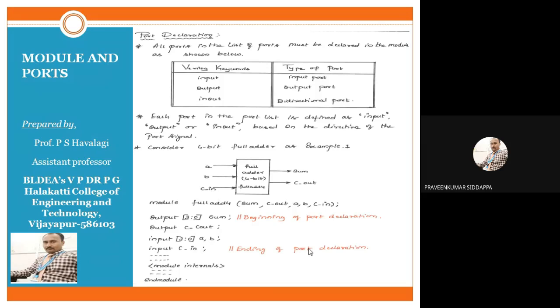The first syntax is the example for list of ports. By seeing the first line, we get that these are the ports that should be available. By seeing the next line, the next syntax, we get that these are the port declarations. Is it clear? Okay, so this one is about port declaration.